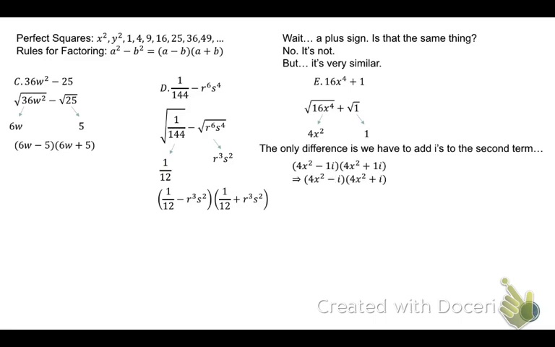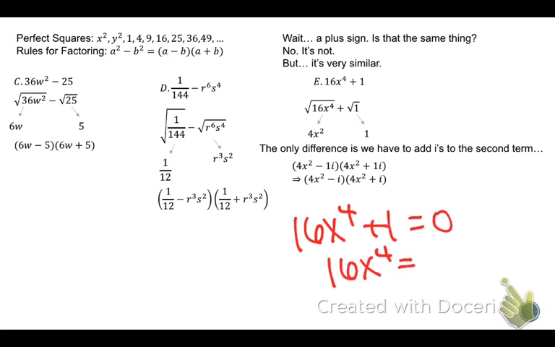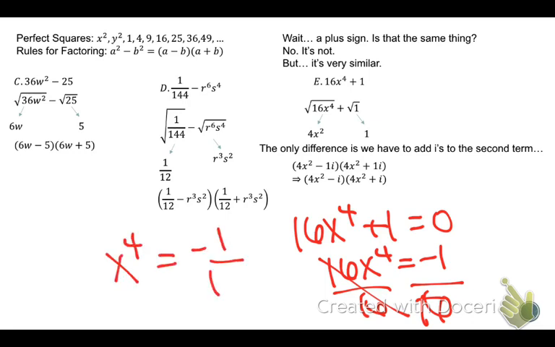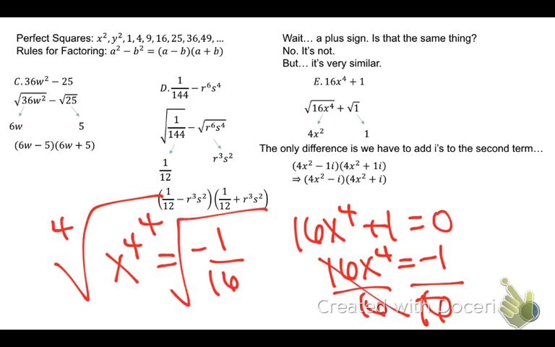And the reason we have i's here, if you're wondering, is if we were to set that equal to 0, so 16x to the 4th plus 1 equals 0, well, that's going to be 16x to the 4th equals negative 1. Divide by 16, divide by 16, and you get x to the 4th equals negative 1/16. We're taking the 4th root. This is getting into stuff that we're going to get into later in the unit, sorry. But we're taking the 4th root. Anytime you take an even root of a negative number, it's an i value. Like the square root of negative 1 is i. Same concept here. Okay?